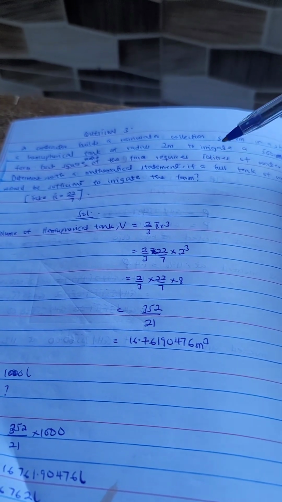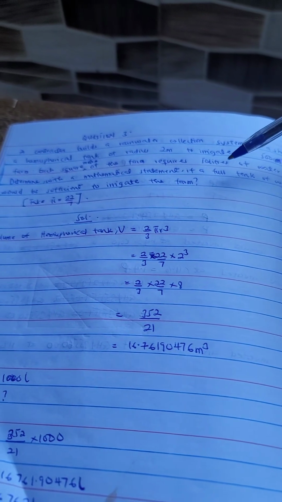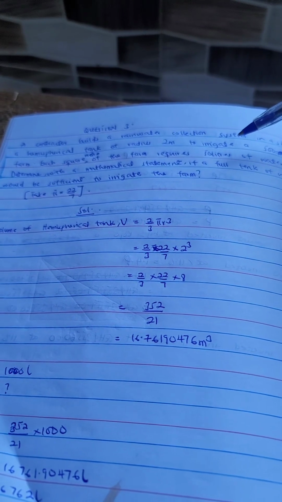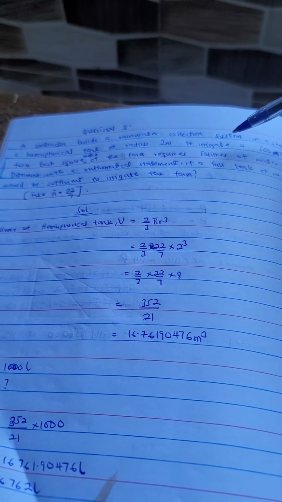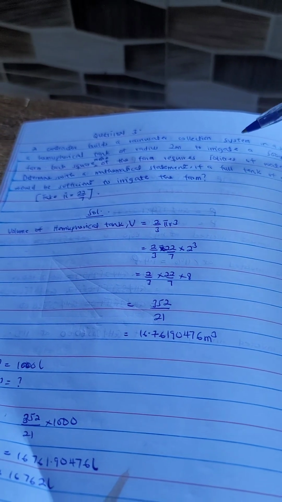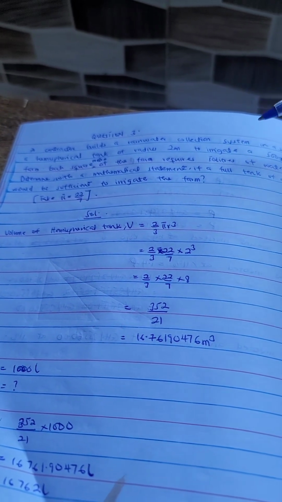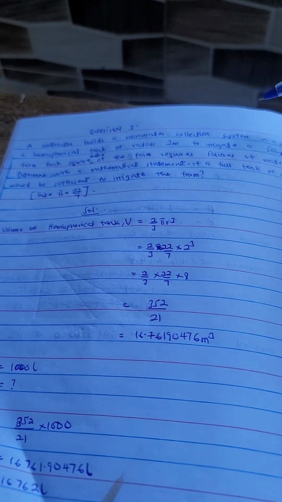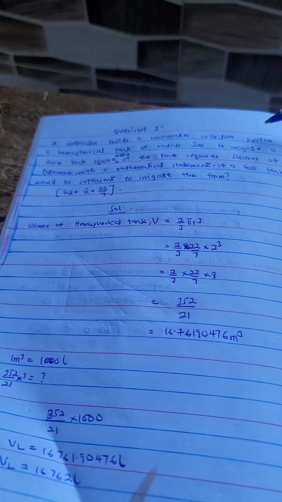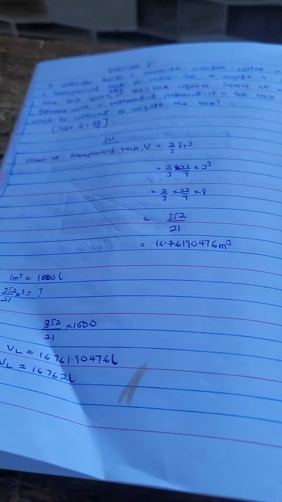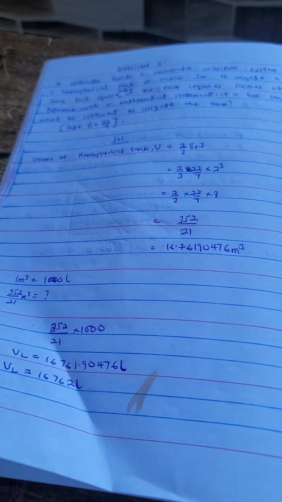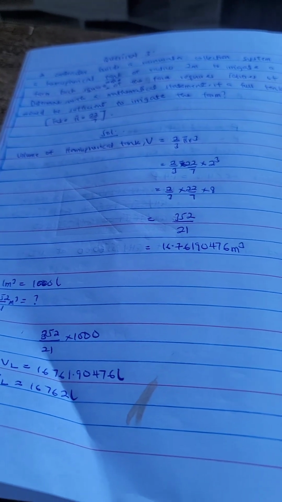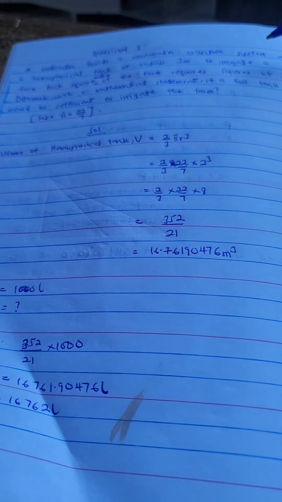Alright, so we need to know what volume is. Volume is actually the space occupied by matter. So we have a container, and the space occupied by matter is called the volume. The space is where the water is going to be contained. Alright, so you are dealing with a hemispherical tank.